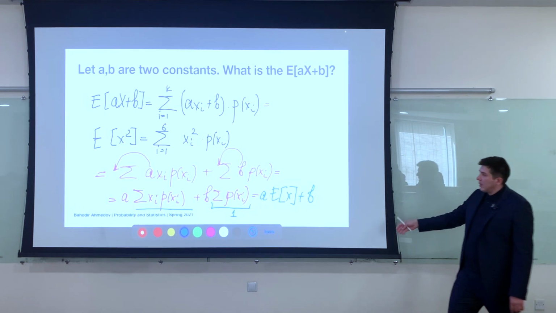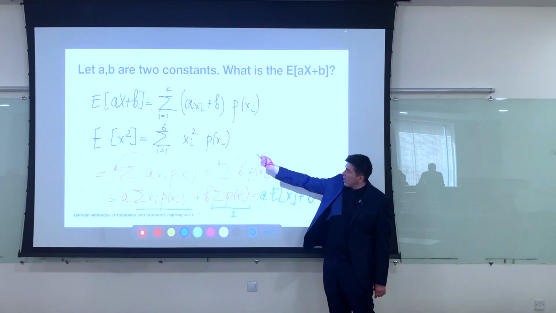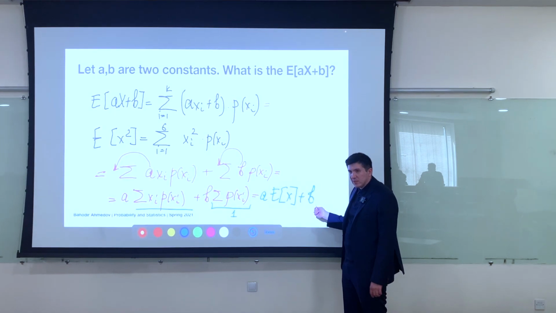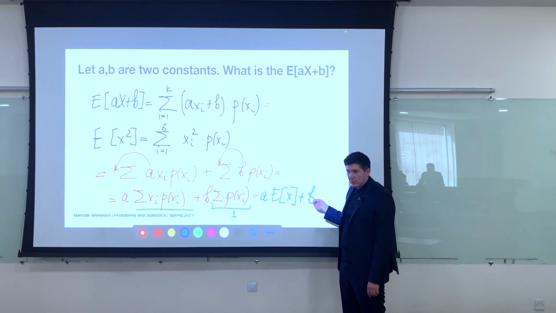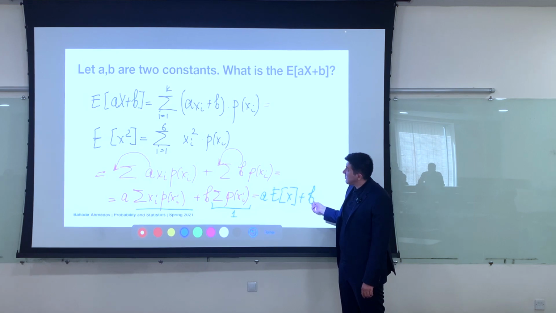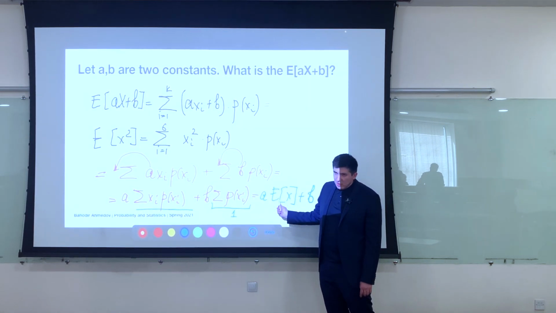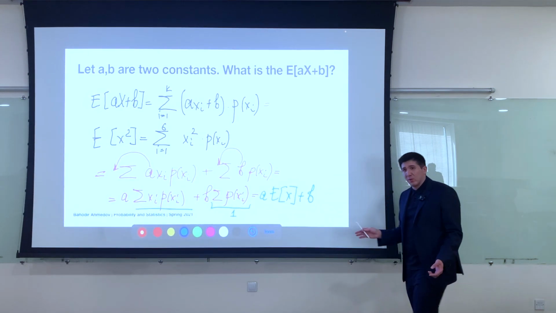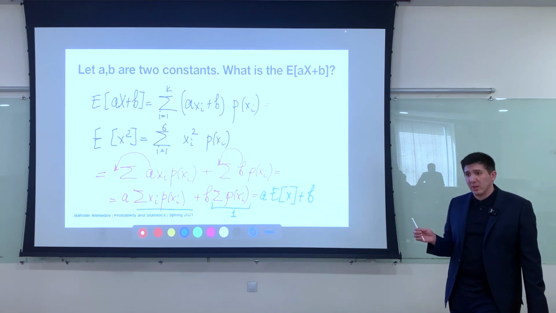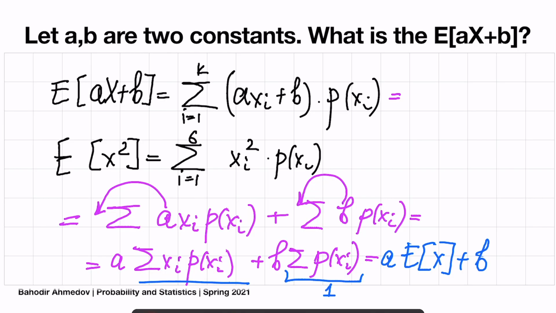Okay? Then, the expected value of a constant is simply equal to the constant. And the expected value of a constant times your random variable is going to be the constant taken out. So this is an important formula because we're going to work with it a lot. Okay? So now let's try to understand why the expected value of a constant is a constant.